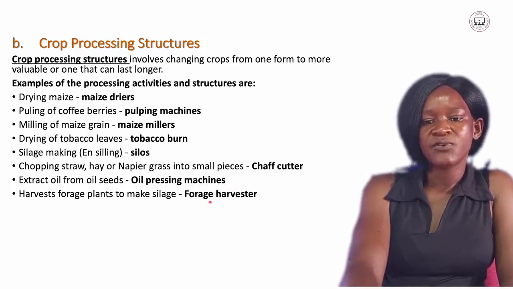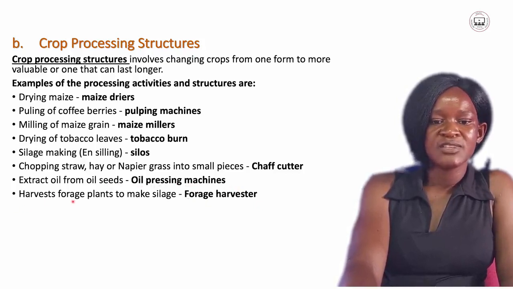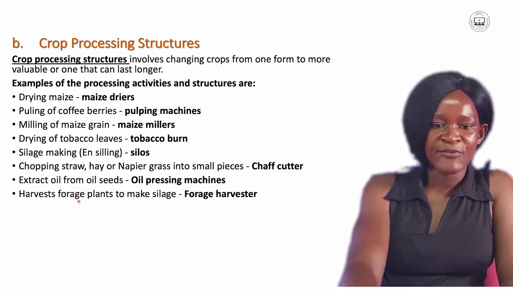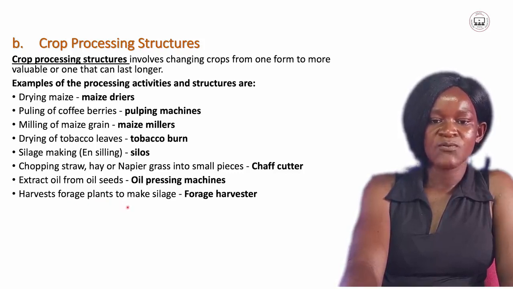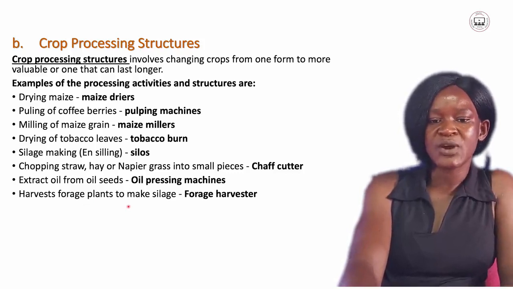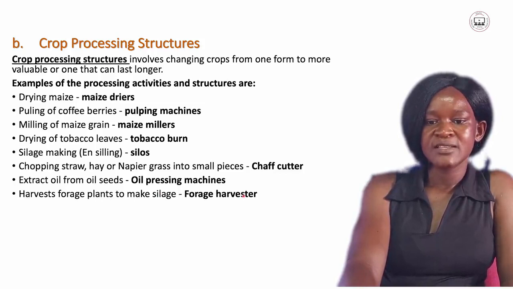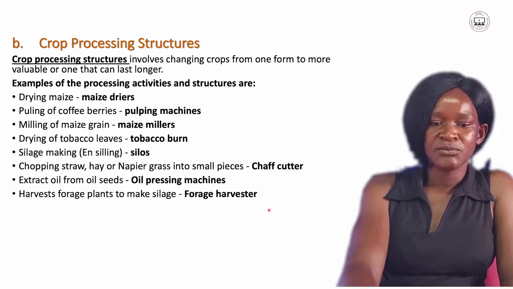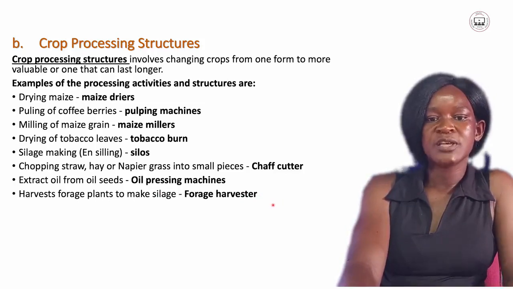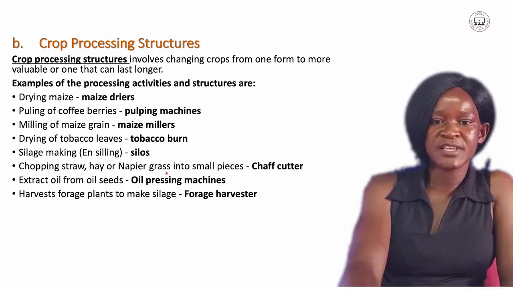Then we have the foliage harvester. This one is used to harvest foliage plants. We're talking about the planting materials, the upper planting materials. So we use it to harvest foliage plants. That's the foliage harvester. These are the pictures showing some of the equipments which we have just mentioned.